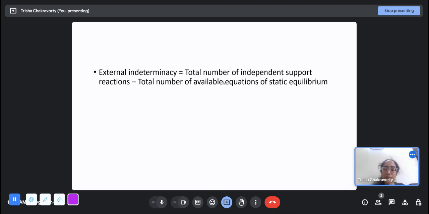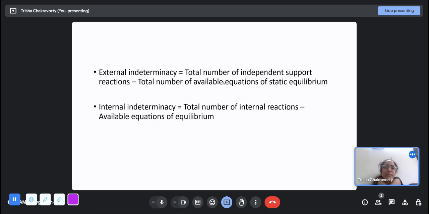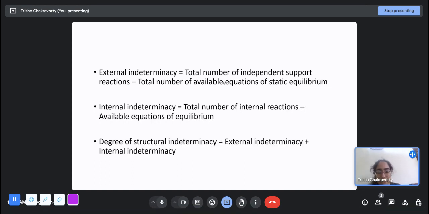Why is it 6? Because there is translation possible in three directions and rotation possible about three axes. So sigma Fx equal to 0, sigma Fy equal to 0, sigma Fz equal to 0, and sigma Mx equal to 0, sigma My equal to 0, and sigma Mz equal to 0. Internal indeterminacy is the total number of internal reactions minus available equations of equilibrium, and the degree of total structural indeterminacy is the addition of these two.